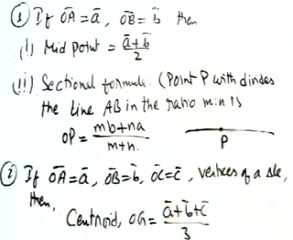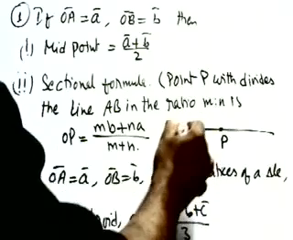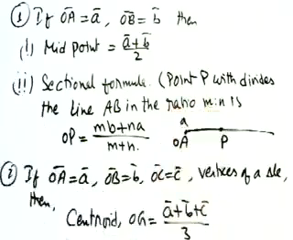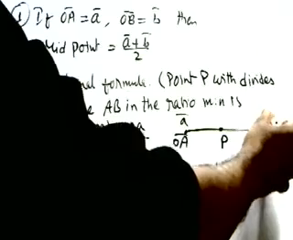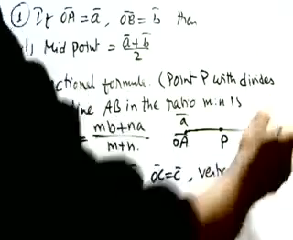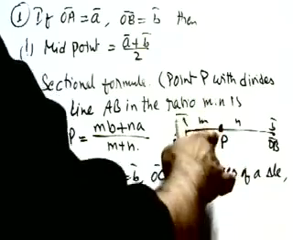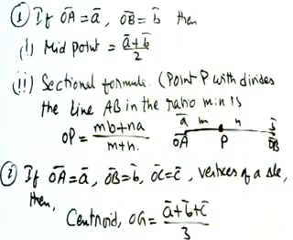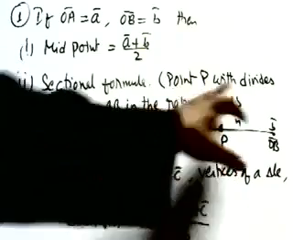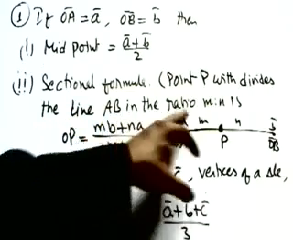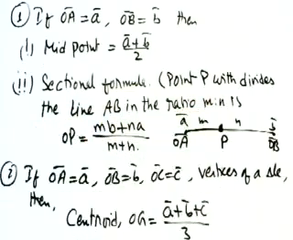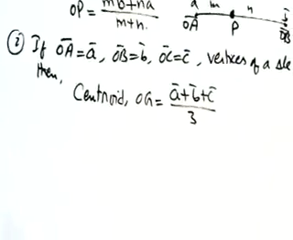And when we have to find some point P on the section, we have to use the section formula. Suppose this is OA represented by vector A, and this is OB represented by vector B, and the ratio is m is to n. Point P, which divides the line AB in the ratio m is to n, is given by (mb plus na) by (m plus n).